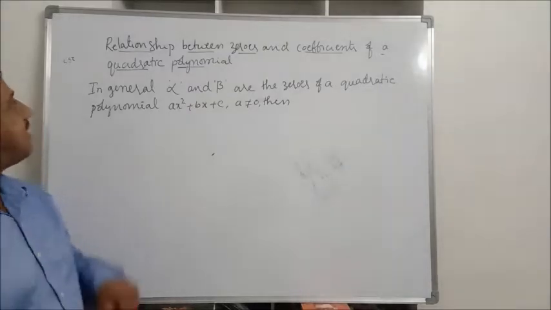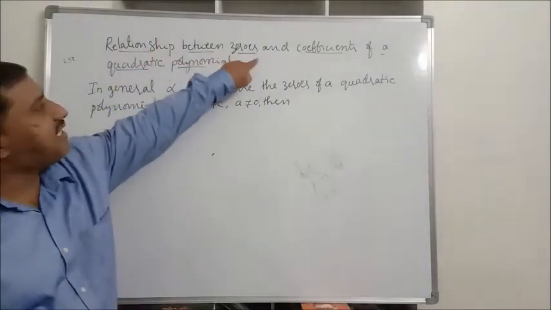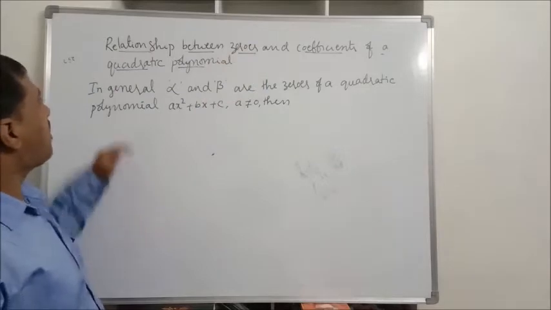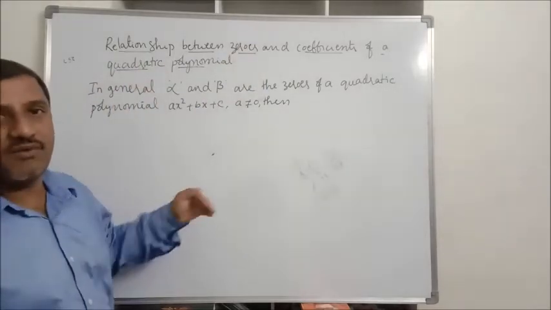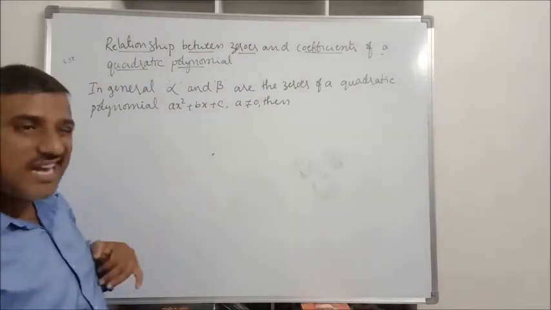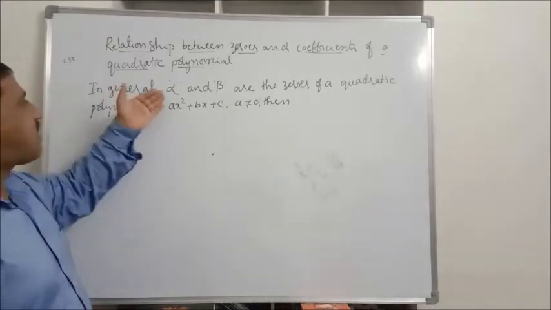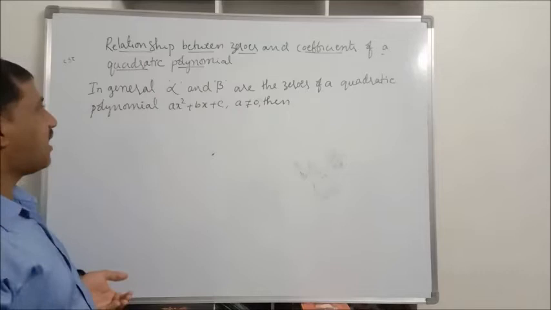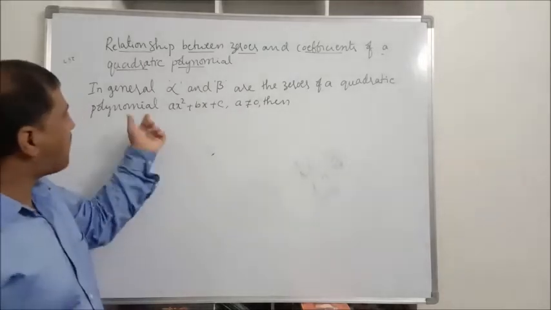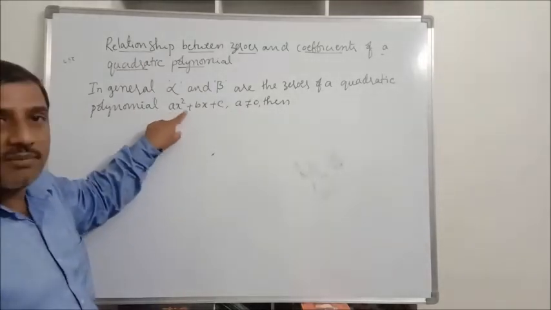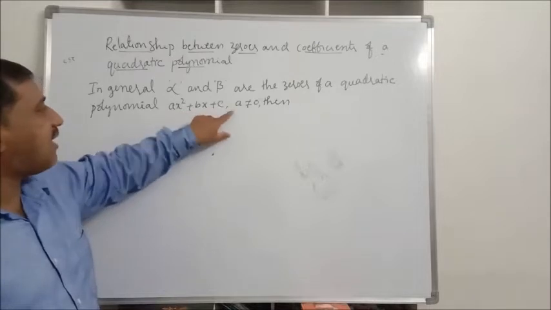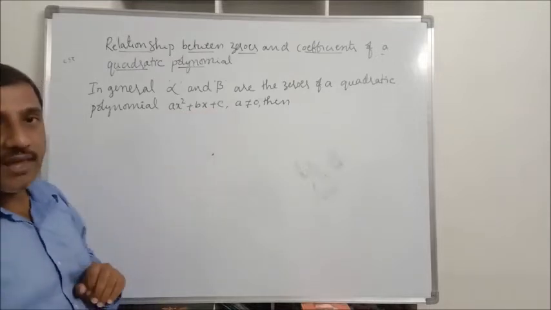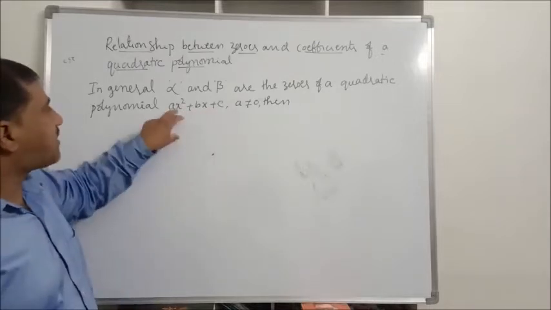Now we will discuss the relationship between zeros and coefficients of a quadratic polynomial. Before, we discussed the linear polynomial. Now in general, let alpha and beta be the zeros of a quadratic polynomial. We know the general form of a quadratic polynomial is ax square plus bx plus c, where a is not equal to 0. And also we know that its degree is 2.